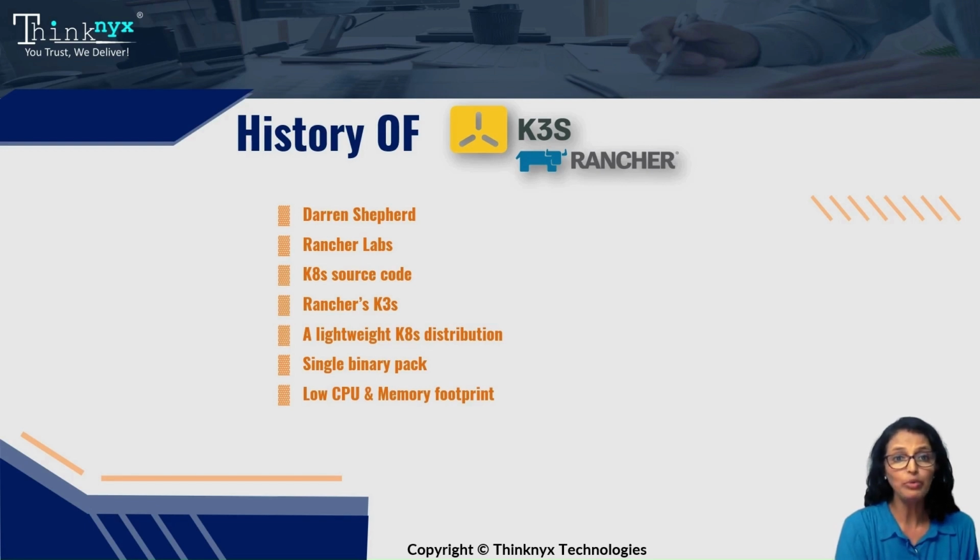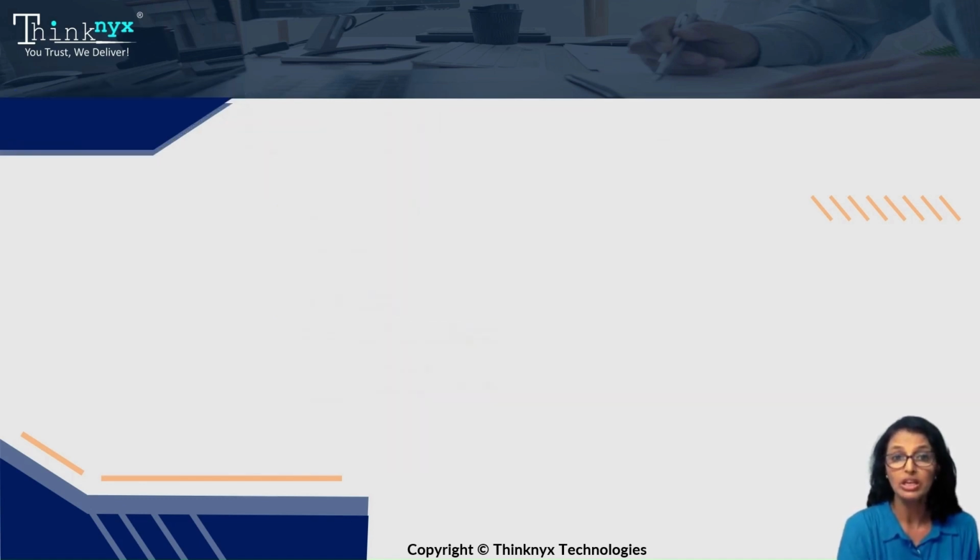K3s is a lightweight Kubernetes distribution under 50 to 100 MB, consuming less than 512 MB of RAM and 1 core CPU. It revolutionized resource-constrained environments, enabling Kubernetes to run on systems with as little as 1 GB of RAM.